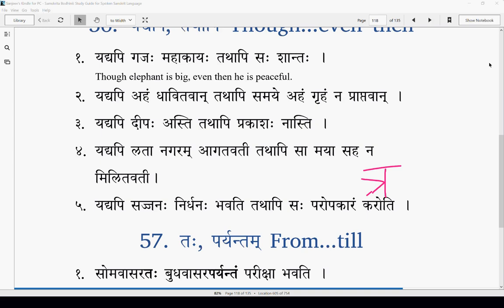What is it in English? His family, his clan. Clan. From naraka, punnama narakat. The naraka named put. So putra, that's why it's called putra. At least he's supposed to do that by his good deeds.